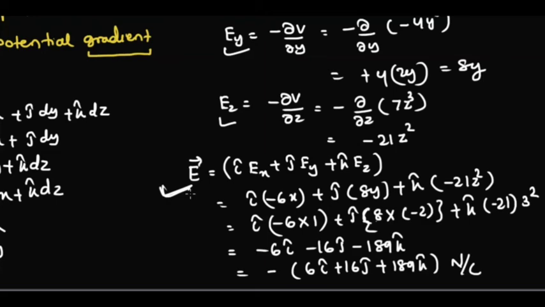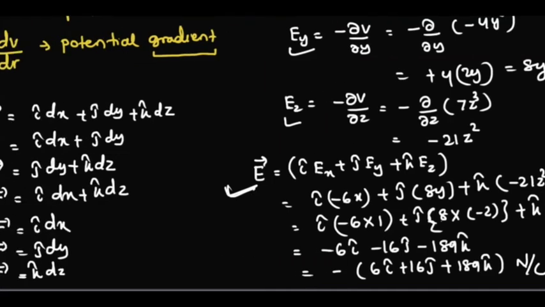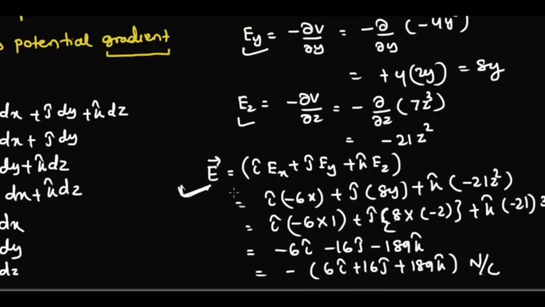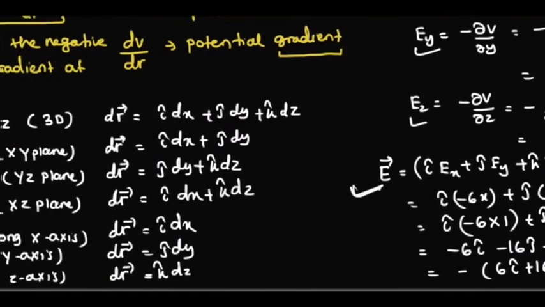So hopefully you have understood how to find the electric field if you have been given the expression for potential in terms of x, y and z. Again, look, I have written the unit of electric field as Newton per coulomb, because electric field is defined as the force acting per unit positive charge.